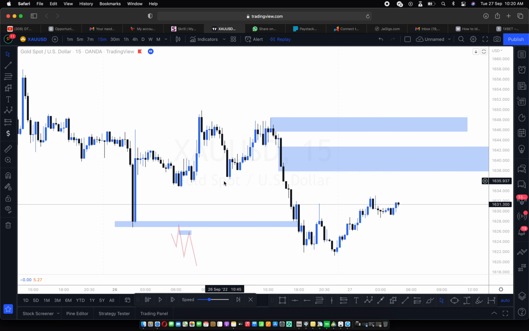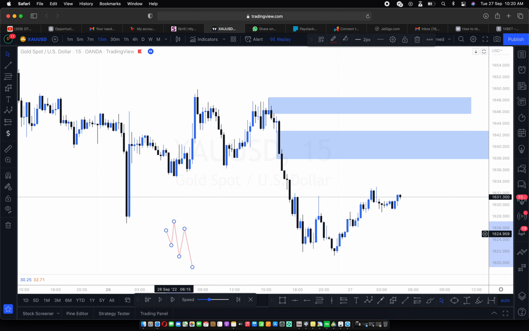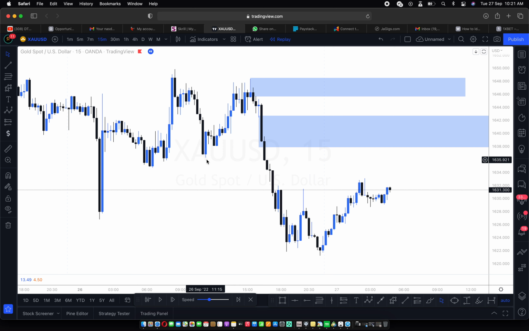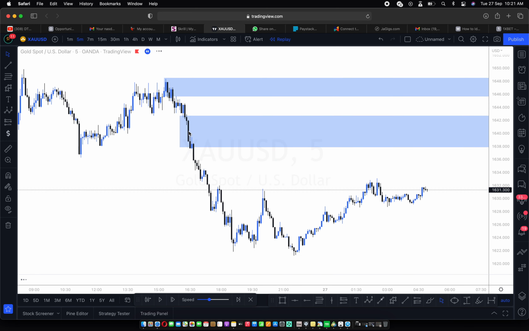So flip zones, we get back to flip zones. We have to know how to draw our flip zones. Flip zones are drawn in a very simple way. You need to look for body to wick lows. So the internal lows, let me go to a lower time frame so we get it clearer.